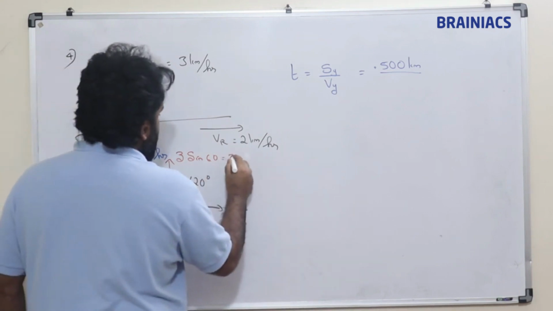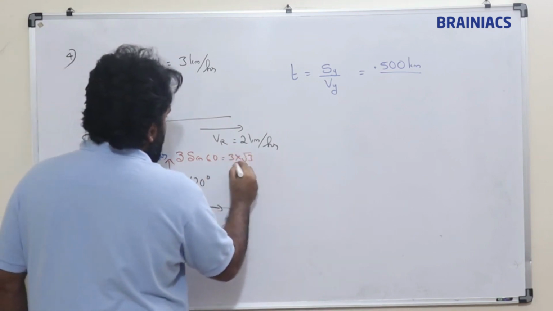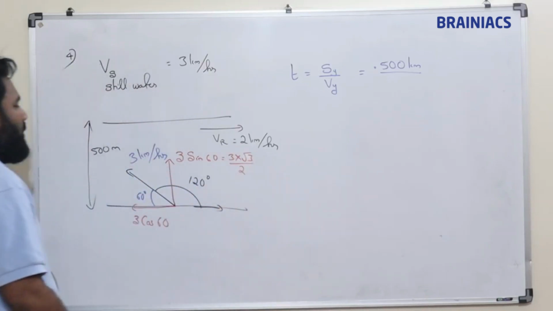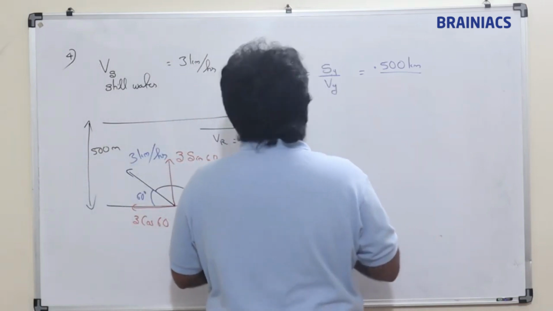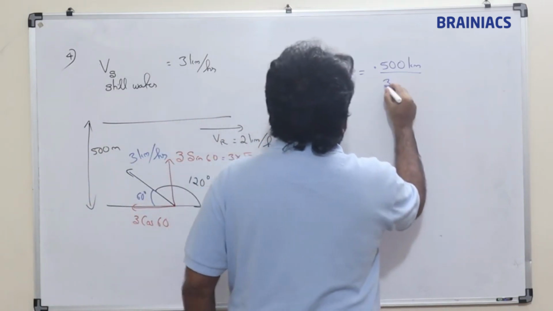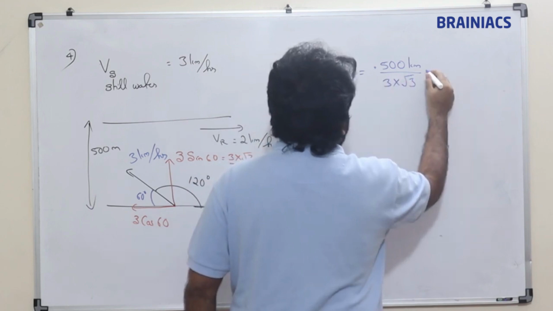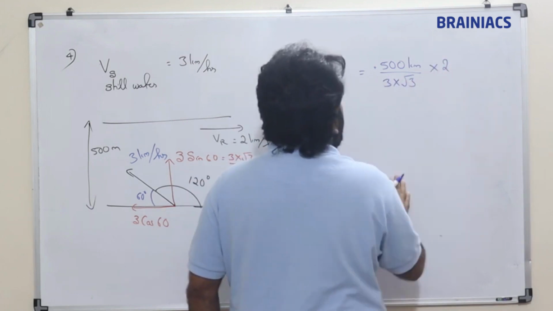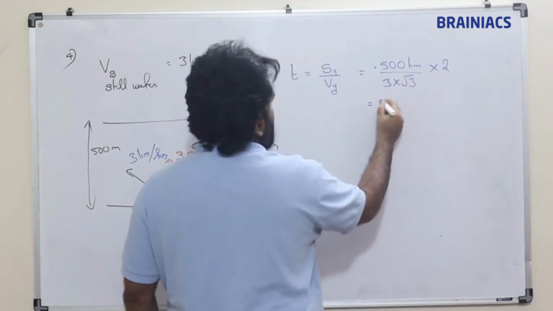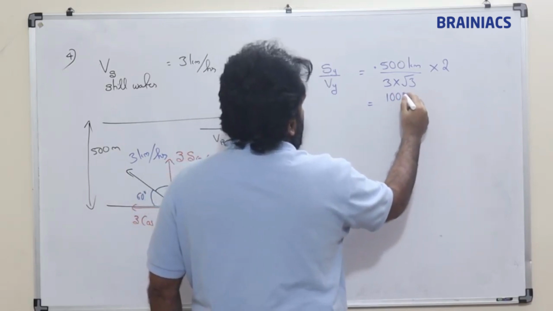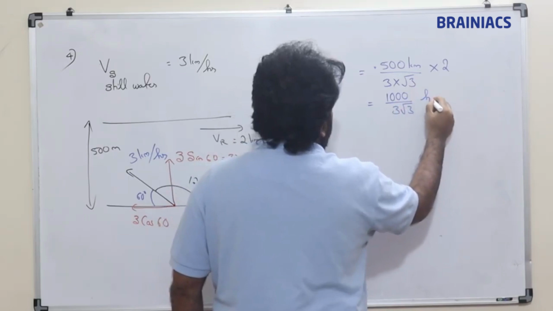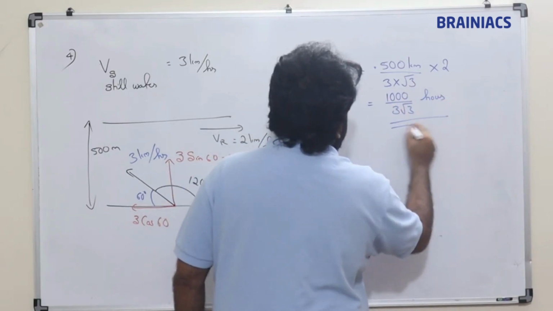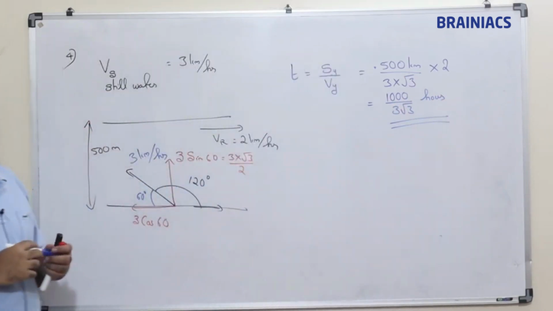So sine 60 is equal to root 3 by 2. So here this is going to be 3 into root 3 by 2. So into 2 we can write. So this is actually 1000 divided by 3 root 3 hours. This is the time taken. Note it down.